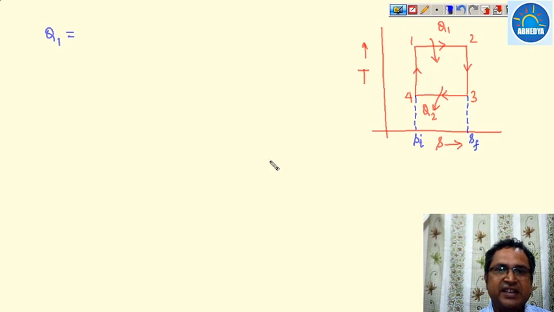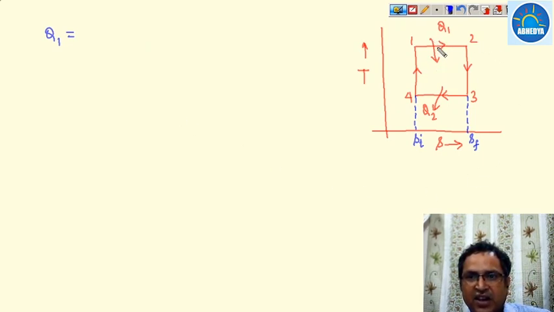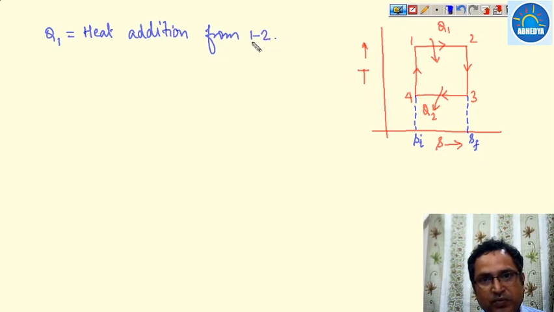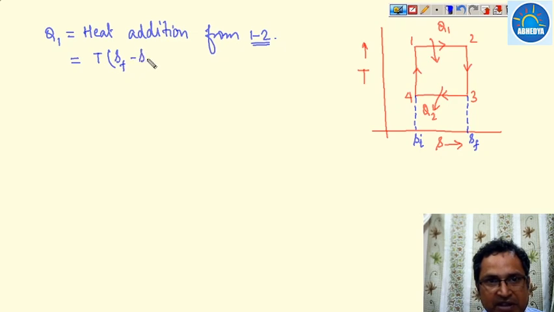We have already seen that the area of the TS diagram will give you the heat. Okay, so from 1 to 2, what is Q1? Q1 is nothing but the heat addition from process 1 to 2, and this is equal to T delta S, that is SF minus SI. So this is the total heat addition.